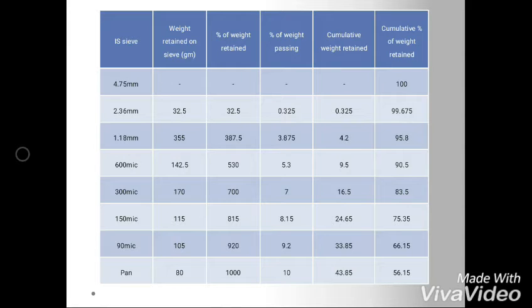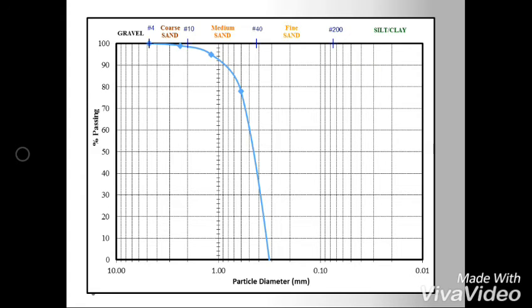So, particle size distribution. For M sand, we are using sieve sizes of 4.75 mm, 2.36 mm, 1.18 mm, 600 micron, 300 micron, 150 micron, 90 micron, and finally the pan. So these are the graphs from the result. And for normal sand, we are using sizes of 4.75 mm, 2.36, 1.18, 600 micron, 300 micron, and 150 micron. So these are the graphs plotted for normal sand.